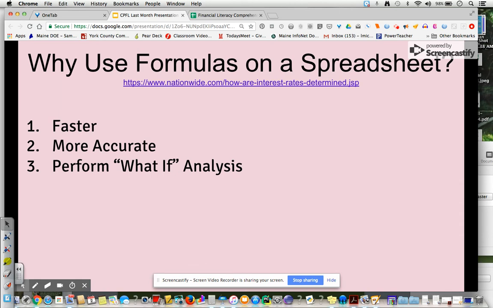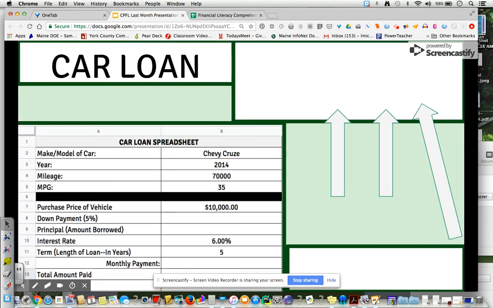And so why are we using formulas on a spreadsheet? It's faster, more accurate, and you're allowed to perform what-if analysis. So here's the car loan spreadsheet that you should set up. And I would just start out with the number that I have used first to determine if you can afford it. So we have a Chevy Cruze here, purchase price, it's secondhand, of course, 10 grand.